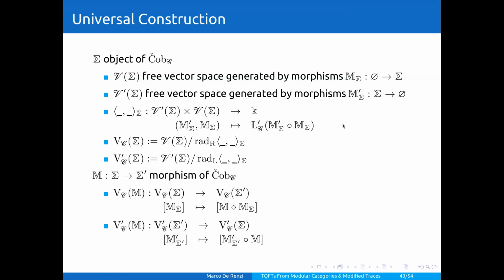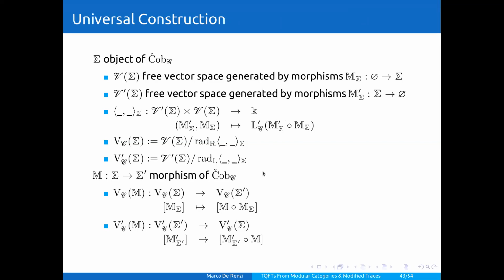Right. So you take these two vector spaces, which are huge, they are infinite dimensional, and you define a pairing between these two spaces, and you send a pair of morphisms to the invariant of their composition. So this is a closed morphism, and you compute the invariant and you get a scalar, right? Now, the natural idea is to define V of sigma as the quotient of curly V by the right radical of this pairing, and to define V prime of sigma as the quotient of curly V prime by the left radical.